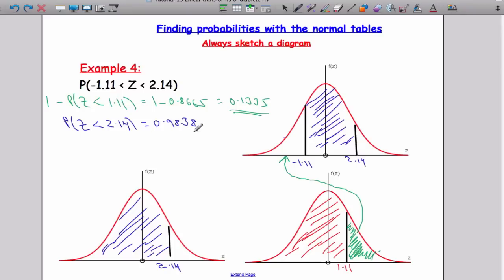9838. So this probability here represents that total blue area. The green probability represents that green area, and if I subtract the green area away from the blue area, I get left with this smaller blue area here. So I'm going to subtract 0.1335 from 0.8503, which gives us the answer. Okay, time for you to have a go now.